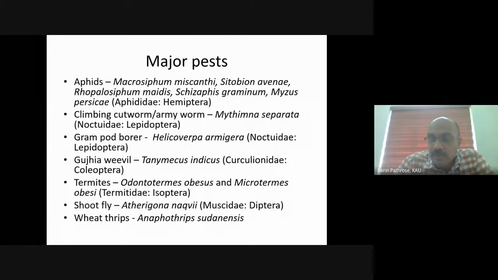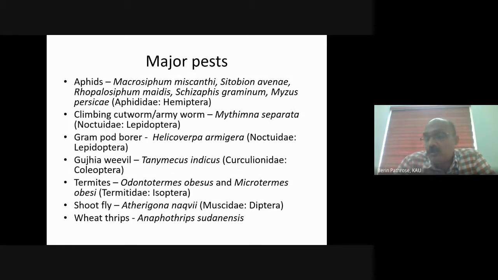So remember at least one or two names. Myzus persicae, this name will be repeating several times during this course. Rhopalosiphum maidis, Schizaphis graminum, Macrosiphum miscanthi, all are mainly attacking gramineous crops.